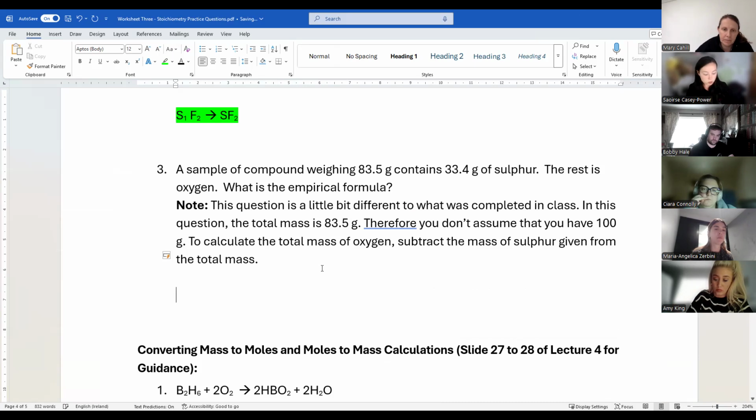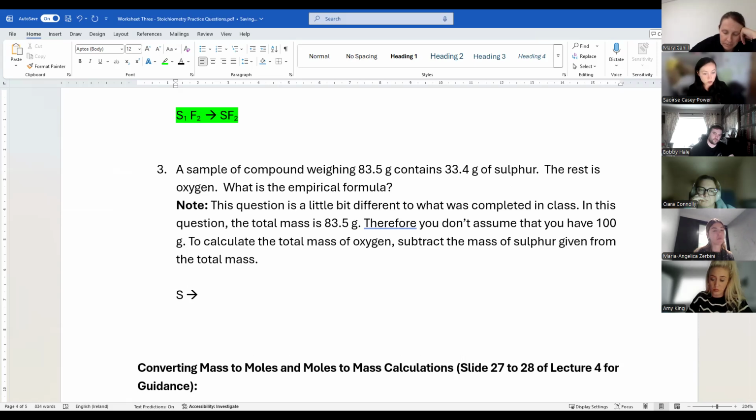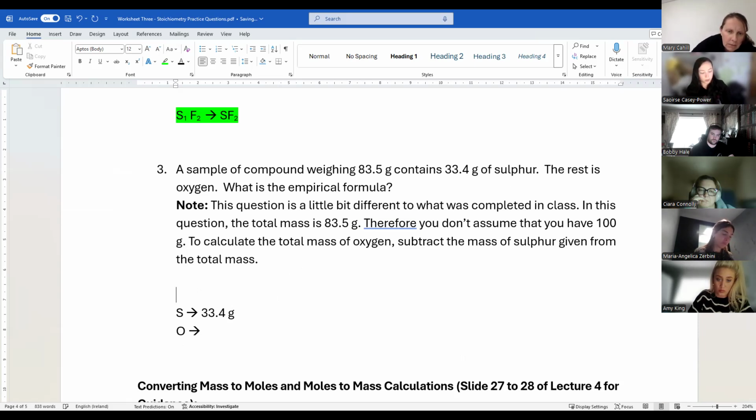So I'm going to do it in the exact same way, but we won't have to do step 1. We have a total mass of 83.5 grams, and we're told that it's made up of sulfur and we also have oxygen. We're told that in the question, so we still only have 2 elements here. We're told that out of that 83.5 grams, 33.4 grams of it is sulfur. If you're following along with the steps, I've almost skipped ahead to step 2 here because we can't assume we have 100 grams.